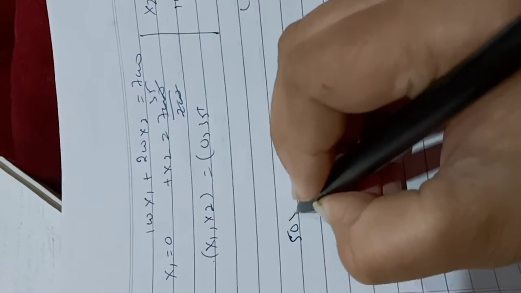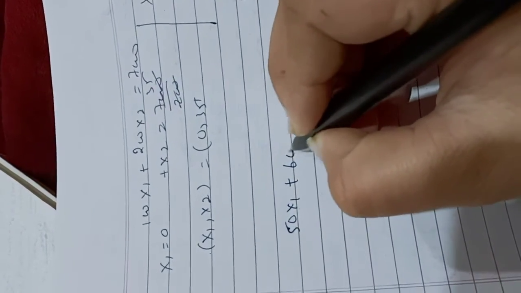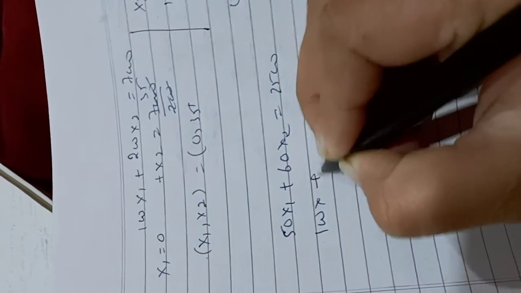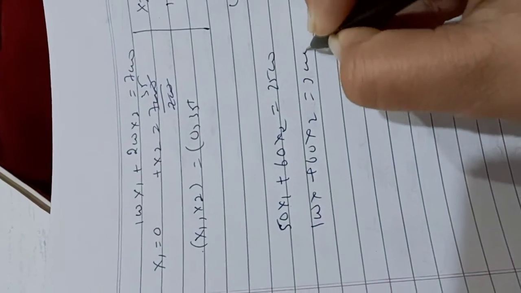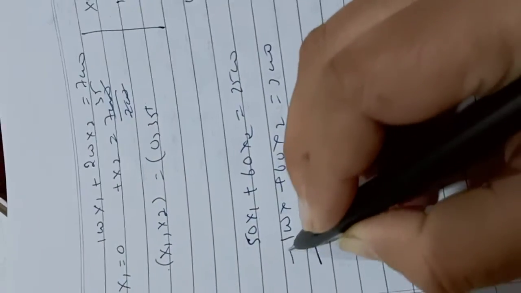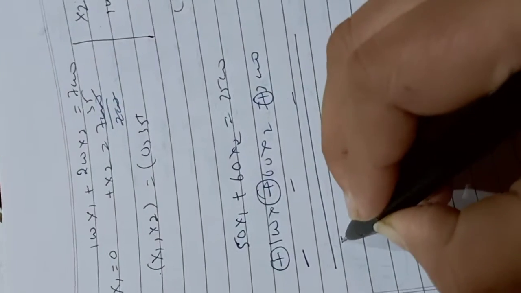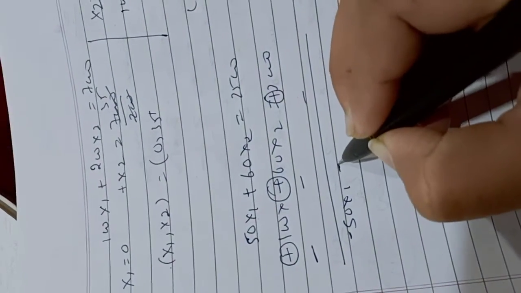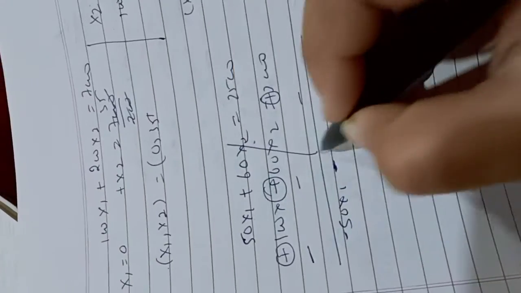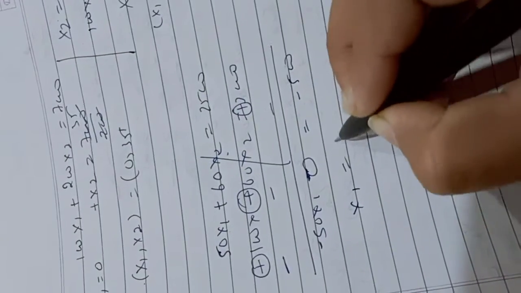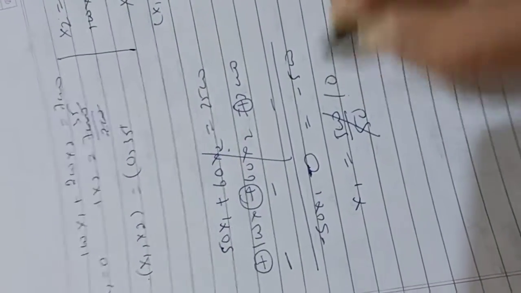Now we have to put these values by the solving-equations method. So the first equation is 50x1 plus 60x2 is equal to 2500. Next, 100x1 plus 60x2 is equal to 3000. Now we have to substitute the signs, plus converted into minus. So the value is minus 50x1 is equal to, plus and minus will cancel, so the value will be 0 minus 500. So the value of x1 is equal to 500 by 50, that is 10.